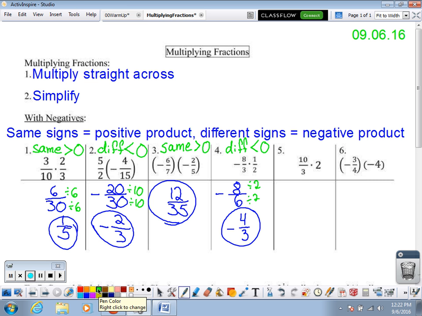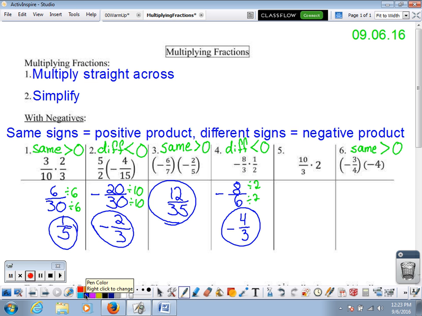All right, so let's look at number 6. What's the first thing I'm going to think about on number 6? First thing I'm going to think about before anything else. Which one is it? You said both. They are the same. They're both negative. Okay? Negative and a negative. If they have the same sign, the product is positive.